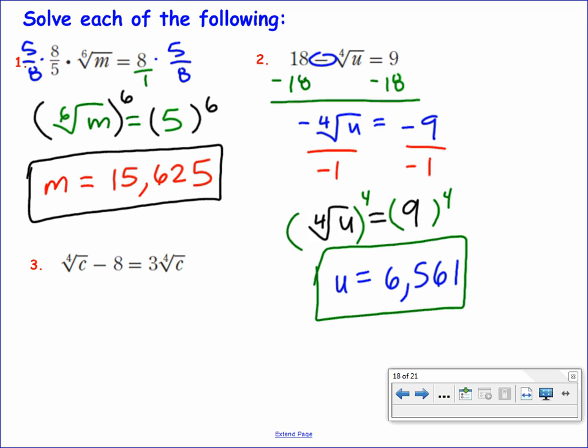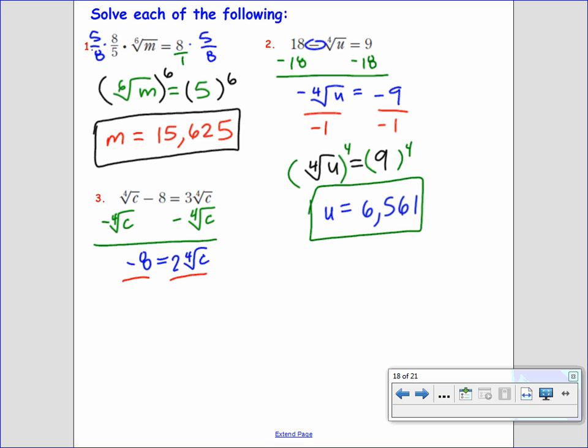In number 3, we've got radicals on both sides of the equation. So again, we want to add, subtract, multiply, or divide to get a single radical expression alone on one side. My favorite first step would be to subtract the fourth root of c from both sides. That's like subtracting 1 fourth root of c from 3 fourth root of c, and I would get 2 fourth root of c. Bring down your equals, and I still have the -8 remaining. Now I'll divide both sides by the 2. That would get my fourth root of c alone.